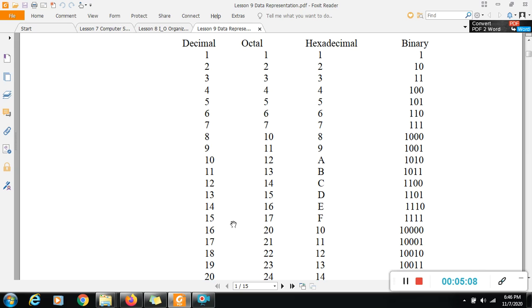In other words, the last one is 15. There are 16 numbers, 0 to F. So in hexadecimal, if you add 1 to E, you get F. Tuko pamoja so far? If you add 1 to E in hexadecimal, which is the equivalent of 1 to 14, you get F, which is equivalent to 15.